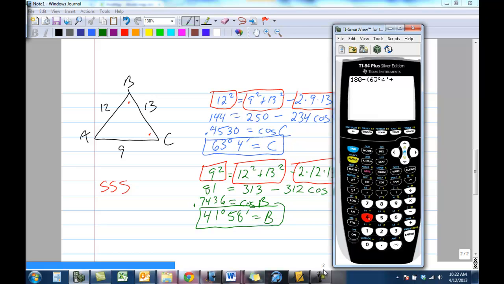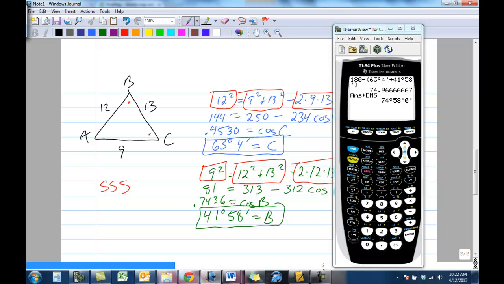Plus 41, again, degrees, 58 minutes. And we get 74.96. So DMS that to get, because this is an angle, and you get 74 degrees, 58 minutes. So angle A is 74 degrees, 58 minutes.